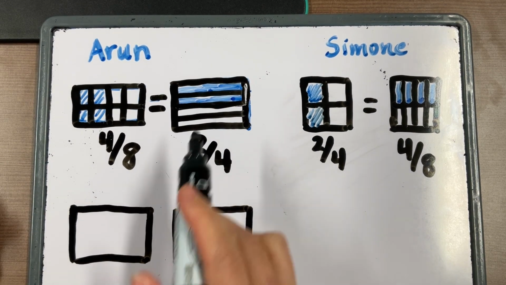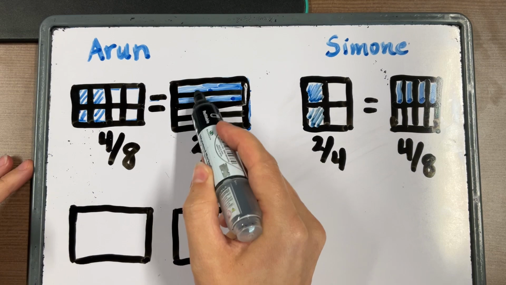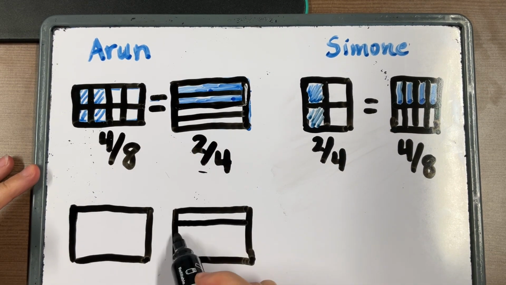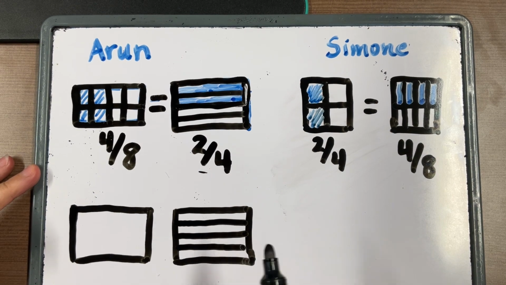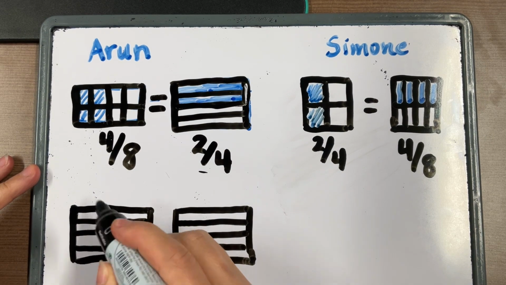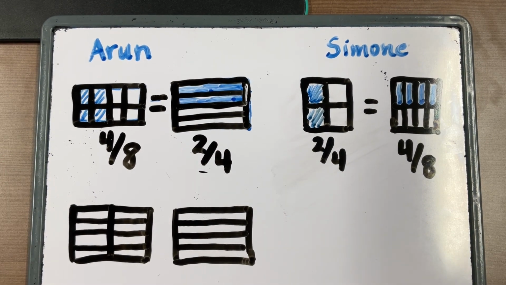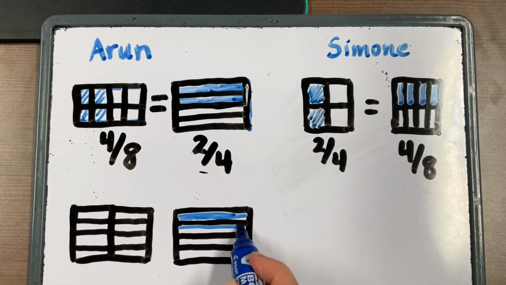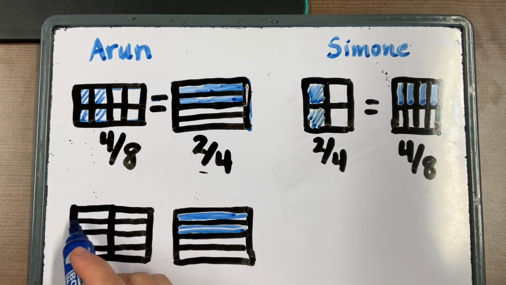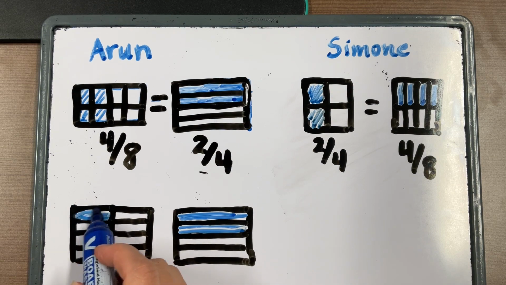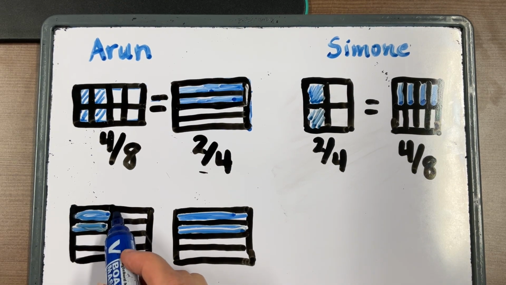I also noticed in Arun's model, I can't see that this looks the same as that. So Arun could have chosen just to do one way so that they match up. If I do that the same, I want to color in the same amount to make it look equivalent or equal. So he could have done the 2/4 this way, but then he needs to not color in all of these. He needs to make it match so it really shows that those are equal.